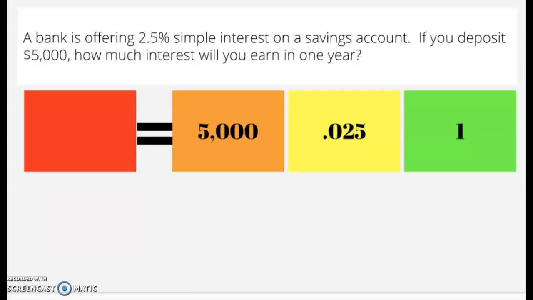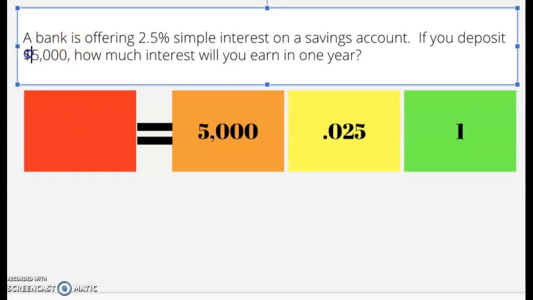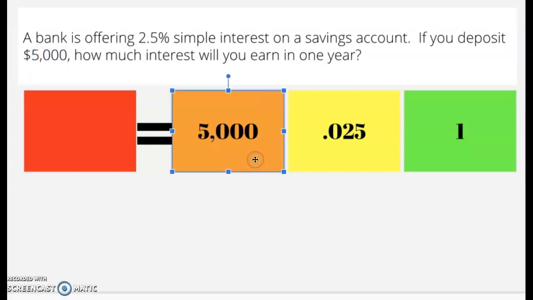So let's look at an example. You have these in your notes also. A bank is offering 2.5% simple interest on a savings account. If you deposit $5,000, how much interest will you earn in 1 year? So we just need to put the right numbers in the right boxes. So this $5,000, that's our original investment. So that's going to be our principal.